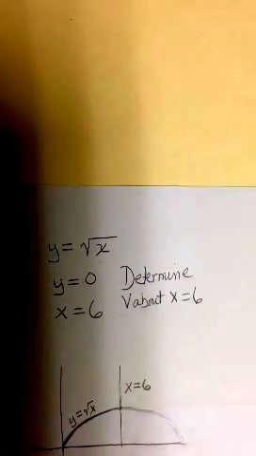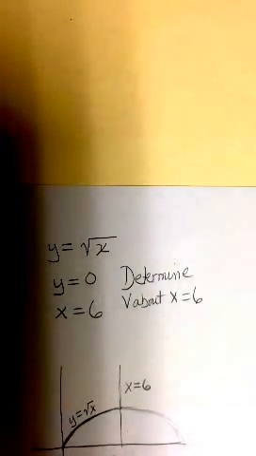Okay, now working with the three prior functions and a little different dynamic in terms of volumetric determination. Okay, we have y is equal to the square root of x, y is equal to 0, and x is equal to 6. And this time we're looking at determining the volume of the solid generated about not either the x-axis or the y-axis, but instead about the line x is equal to 6.